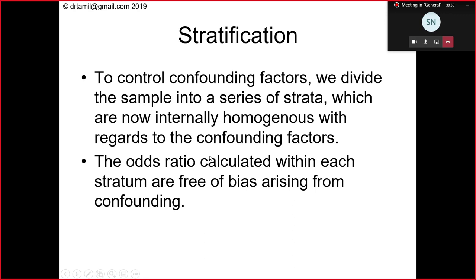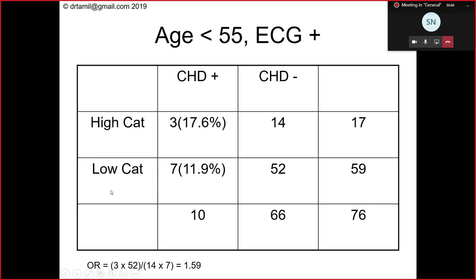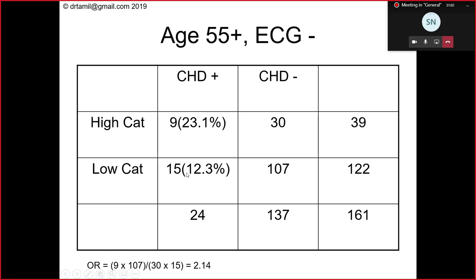Once you have ECG changes, the contribution of stress is less because now it is only 1.59. Okay, ECG changes make this become less. So this one is also a contributor towards getting coronary heart disease. So now we look at another one. We look at high catecholamine level, low catecholamine level, relationship to coronary heart disease based on the old people and no ECG changes.